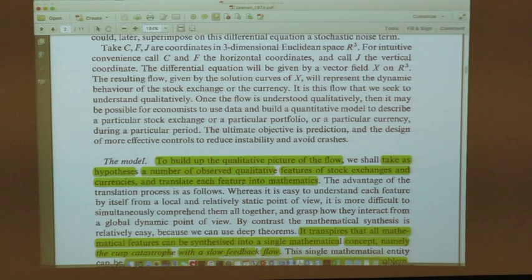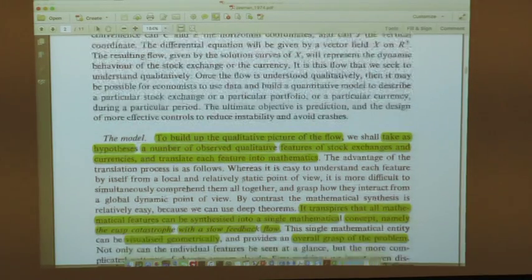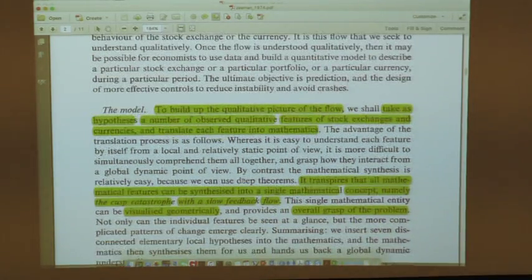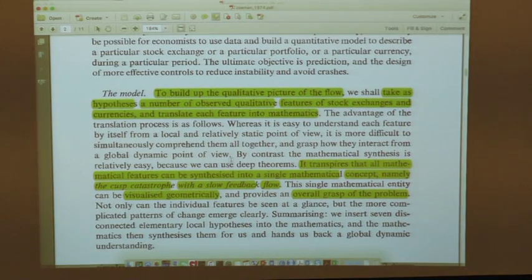So he says to build a qualitative picture of the flow, we shall take as hypothesis a number of observed qualitative features of stock exchanges and currencies and translate each feature into mathematics. It transpires that all mathematical features can be synthesized into a single mathematical concept, namely the cusp catastrophe with a slow feedback flow. See, this is quite important. The feedback, the rate at which the system is fed back into different variables. So the feedback of Y affecting C and the feedback of Y affecting I, there may be two different time scales. So we have to take that into account.